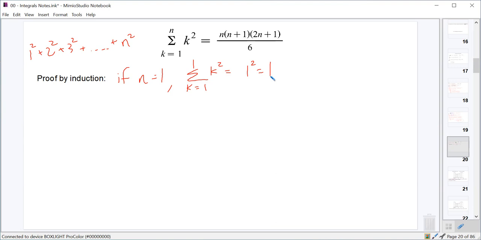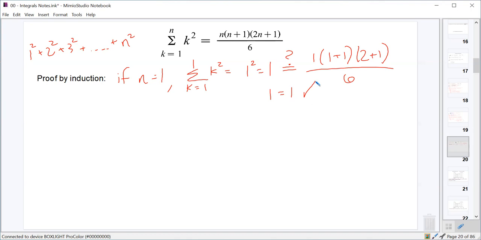So the question is, does that then equal this formula evaluated for n equals 1? So if we plug n equals 1 in, then we'll have 1 times 1 plus 1 times 2 plus 1 over 6. And, well, that's 1 times 2 times 3, which is 6. And if you divide that by 6, you get 1. So it works for the first value. That's the first step here in induction, to prove it works for the first value.